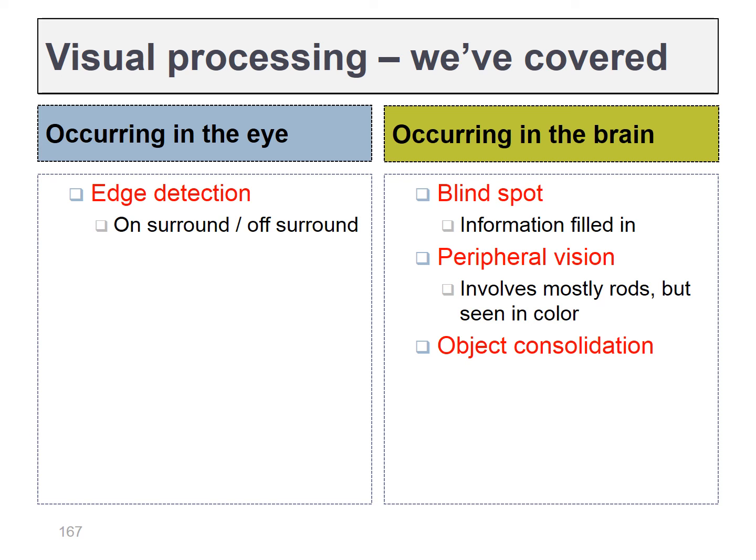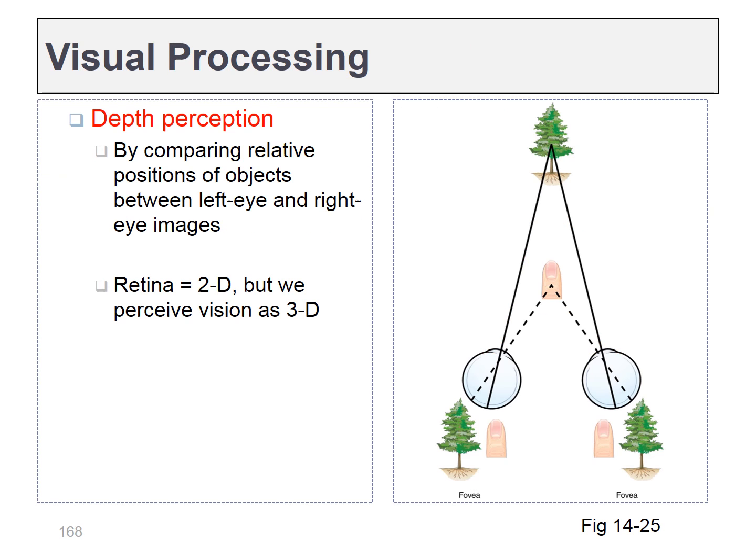When this information reached the brain, it was further altered before we came to a perception. For instance, the brain filled in our blind spot, it colored in a bunch of our peripheral vision, and it consolidated the images from the left and the right side into just a single image. That will lead us to our next question.